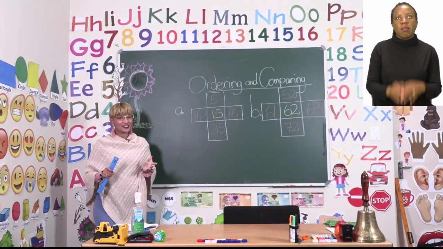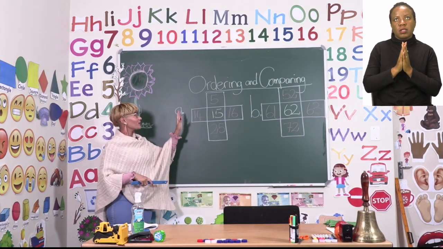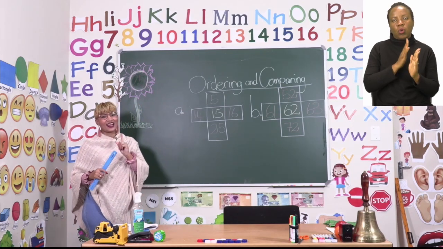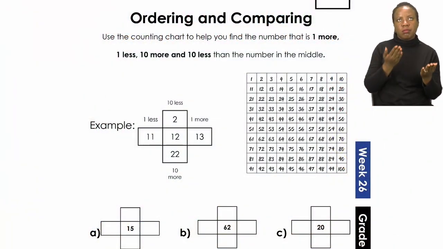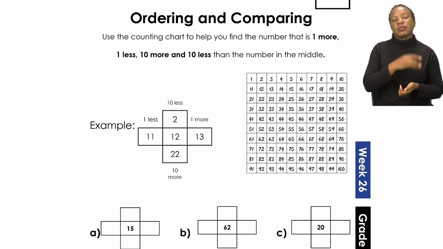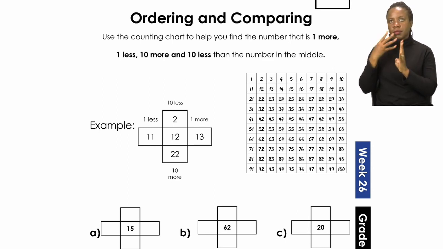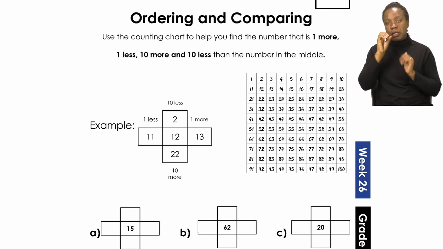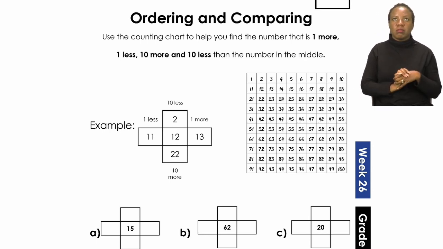In this part of the lesson, we are going to do ordering and comparing. Let's turn our booklets to page 25. Now, ordering and comparing, here it says, use the counting chart to help you find the number that is 1 more, 1 less, 10 more and 10 less than the number in the middle. Now let's have a look at the example.